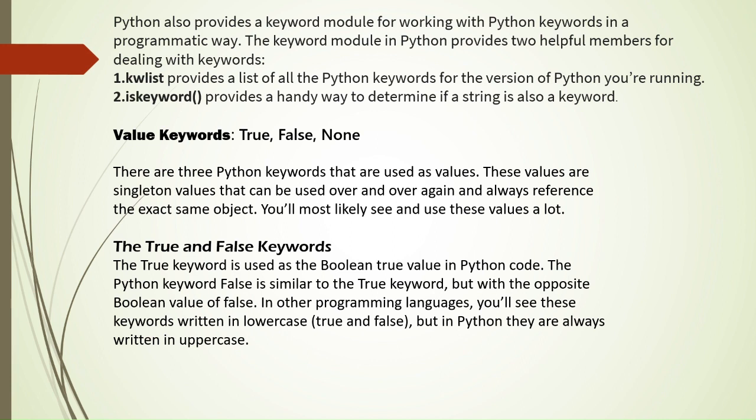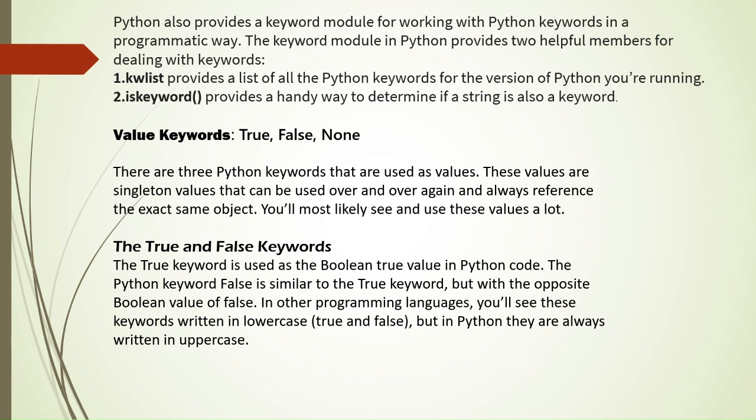Python also provides a keyword module for working with Python keywords in a programmatic way. The keyword module in Python provides two helpful members for dealing with keywords. First one, kwlist, and second is iskeyword. kwlist provides a list of all the Python keywords for the version of Python you are running. iskeyword provides a handy way to determine if a string is also a keyword or not.